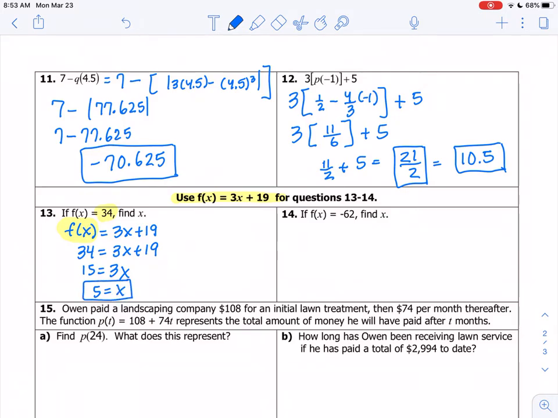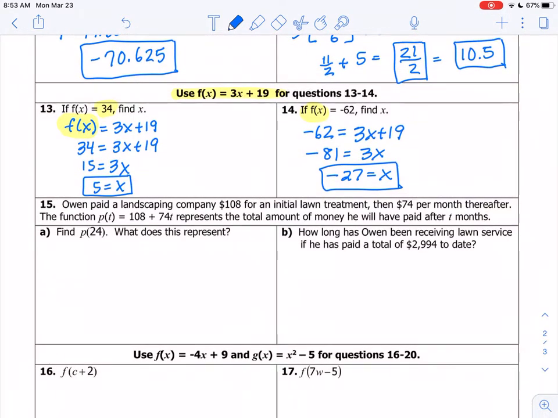On number 14, they tell us that f of x is equal to negative 62. So negative 62 is equal to 3x plus 19. So I subtract 19. That would give me negative 81. And then I divide by 3, so x is negative 27.